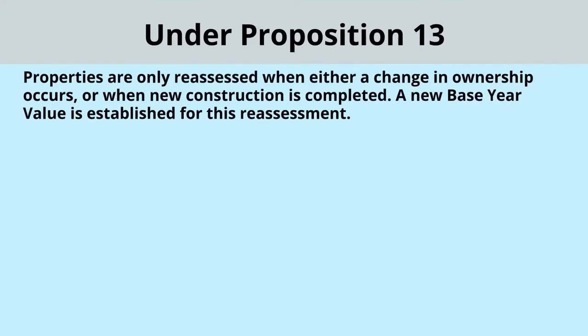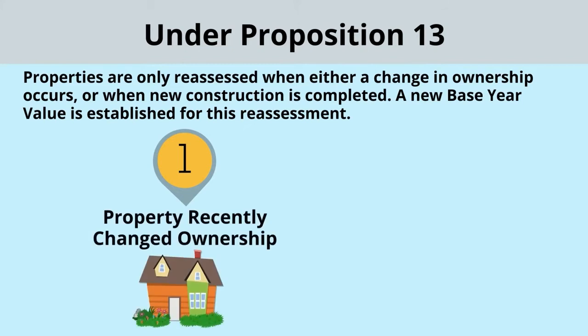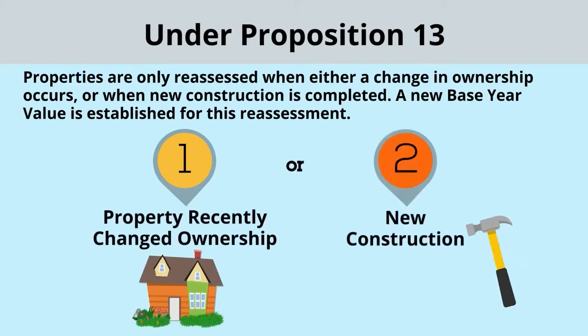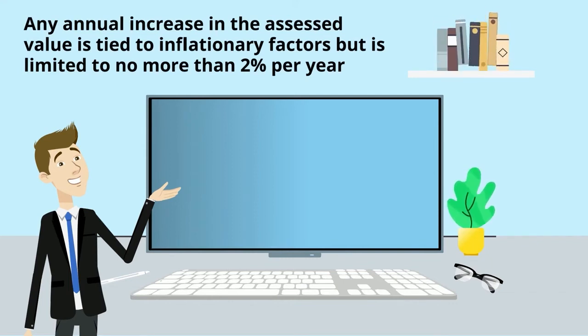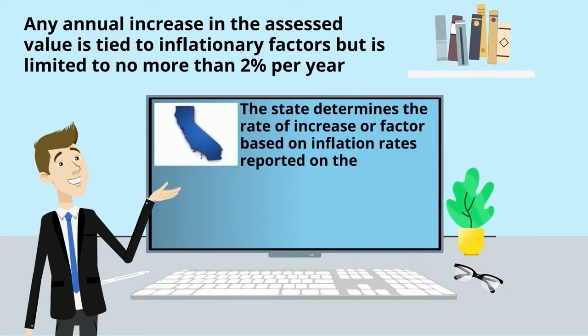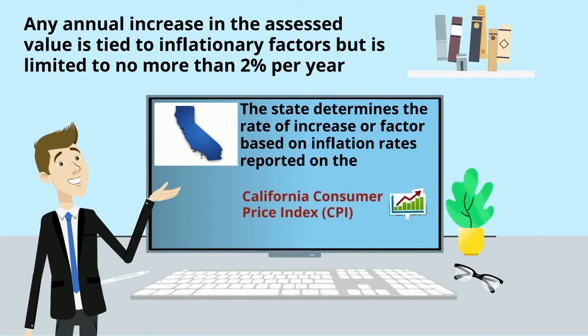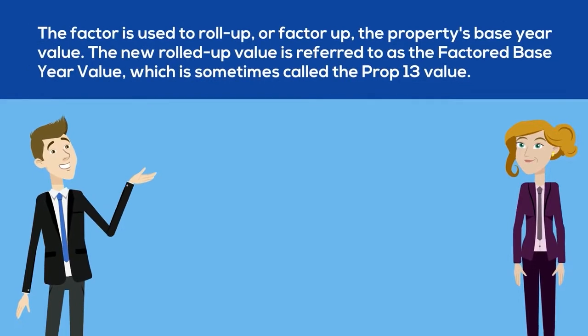In contrast to the old system, under Prop 13, properties are only reassessed when either a change in ownership occurs or when new construction is completed. A new base year value is established from this reassessment. Also, any annual increase in the assessed value is tied to inflationary factors, but is limited to no more than 2% per year. The state determines the rate of increase, or factor, based on inflation rates reported on the California Consumer Price Index. This factor is used to roll up, or factor up, the property's base year value. The new rolled-up value is referred to as the factor base year value, which is sometimes called the Prop 13 value.